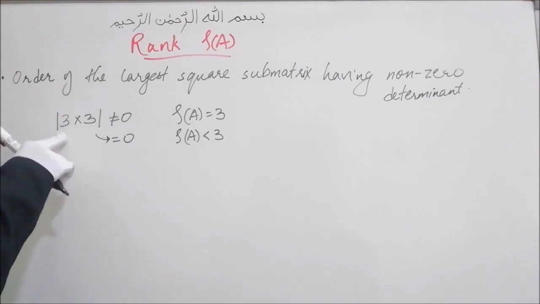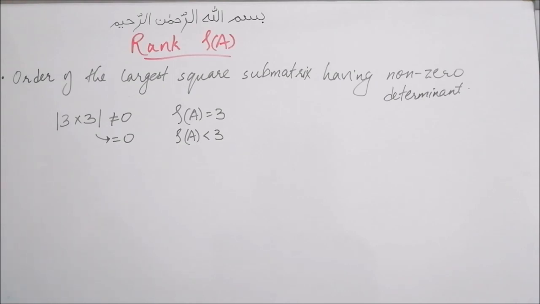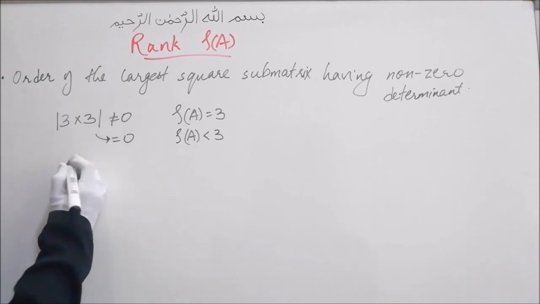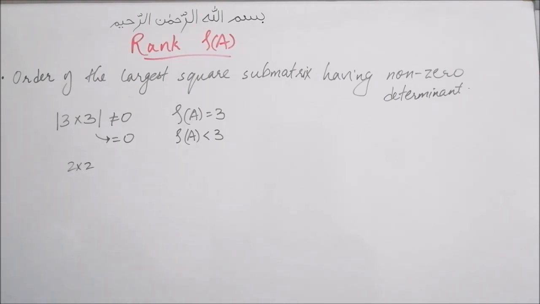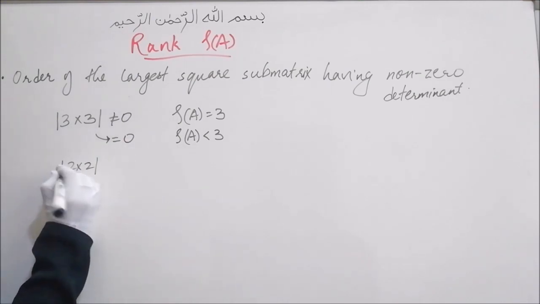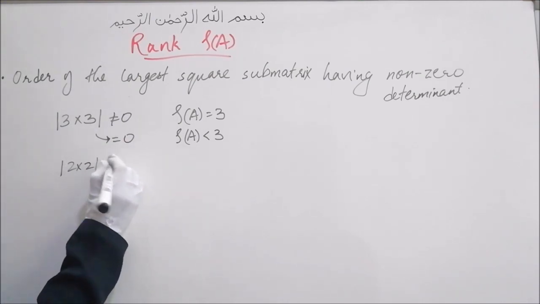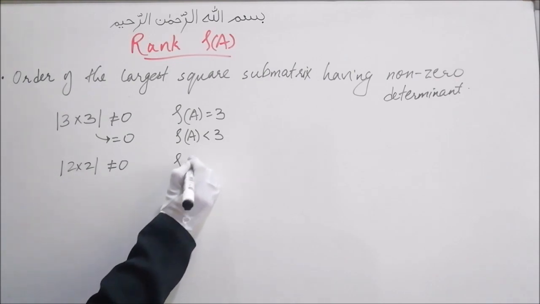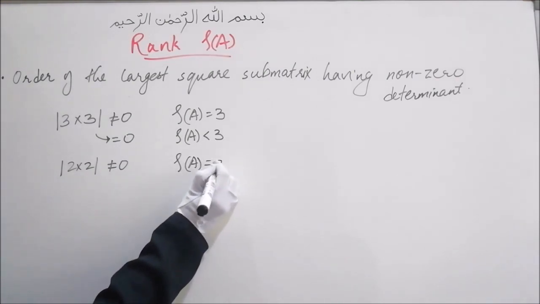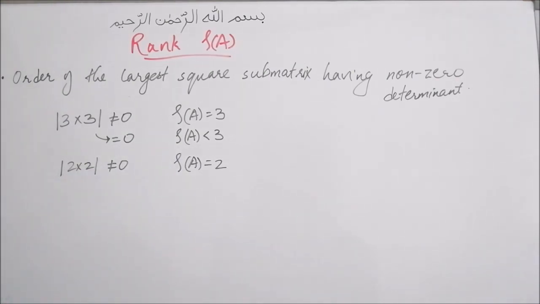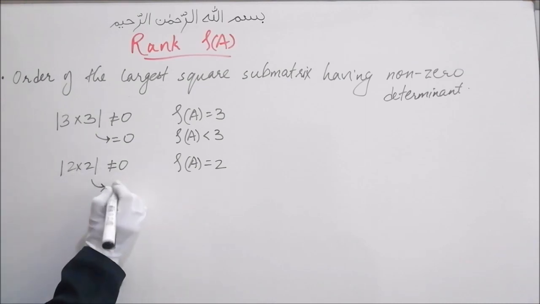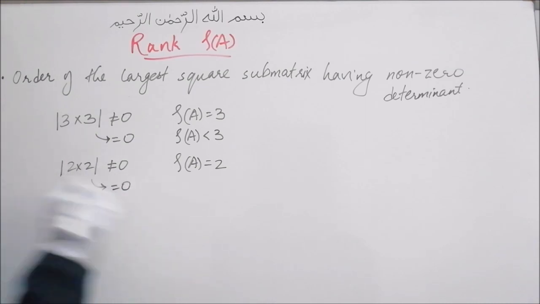For that, we'll take our 3 by 3 matrix and delete some row or column to get a 2 by 2 matrix. Now if you take the determinant of this 2 by 2 matrix and it is not equal to 0, then the rank of that matrix will be equal to 2. In the other case, the determinant of the 2 by 2 matrix may be equal to 0.